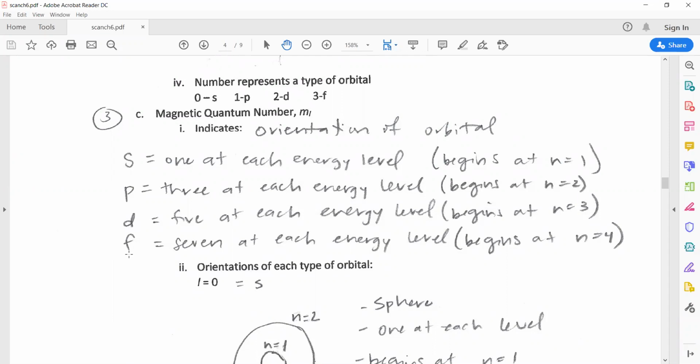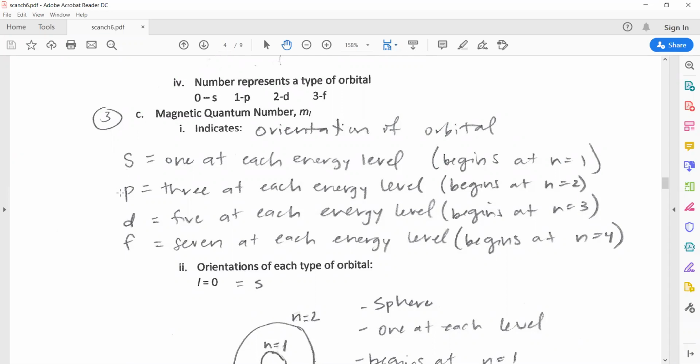It's kind of like on each floor of a building, you have multiple classrooms that are identical, just in different areas. You have multiple lab rooms that might be identical, but are in different spaces. That's exactly how this is. So at each level, you only have one s orbital, however, because it's a sphere. Even if I spin that sphere, it's still covering the same space. So at each level, n equals 1, n equals 2, n equals 3, you only have a single s orbital at each of those. And the s orbital begins at n equals 1, meaning at every energy level, you're going to have an s orbital.